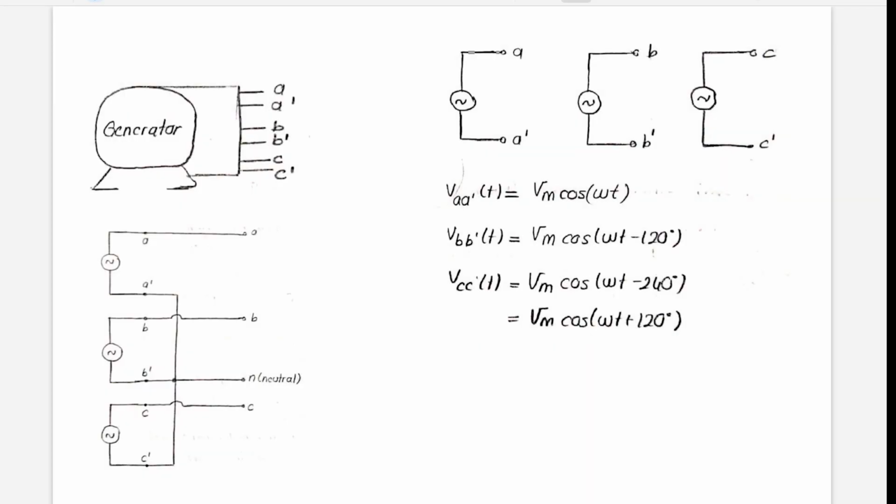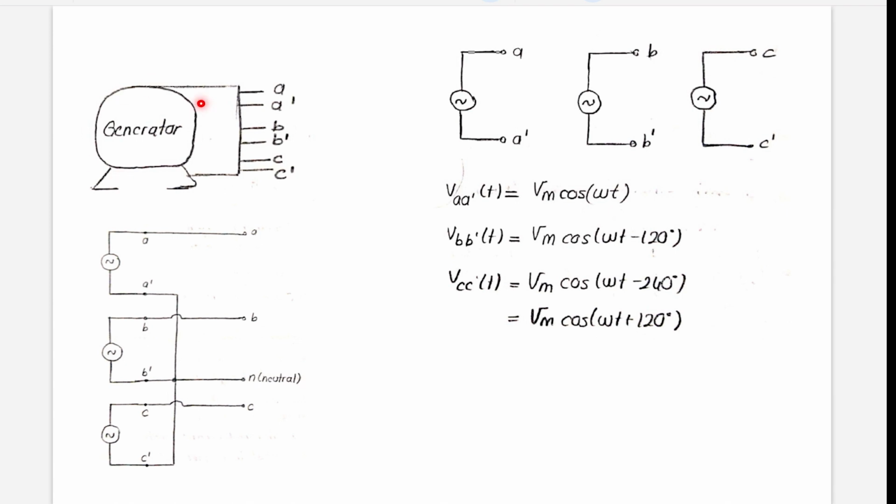Hello everyone. Today we are going to talk about balanced three-phase circuits. What are balanced three-phase circuits? Well, due to economic and operational advantages, the electric energy is generated and distributed in three-phase form rather than a single phase.